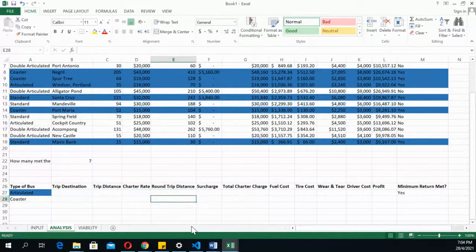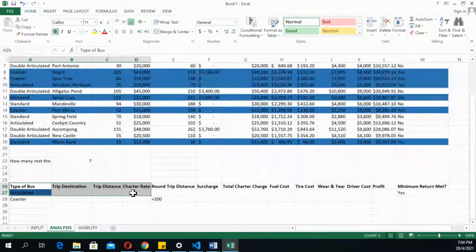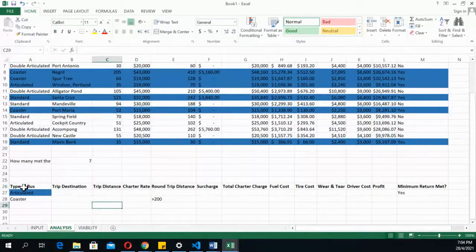It's a round trip distance would be what? Greater than 200. So would I put greater than 200 there? Notice we didn't put a kilometer or anything like that. We just put greater than 200. So this now becomes our criteria range.